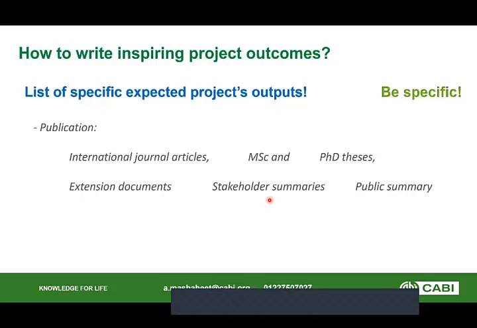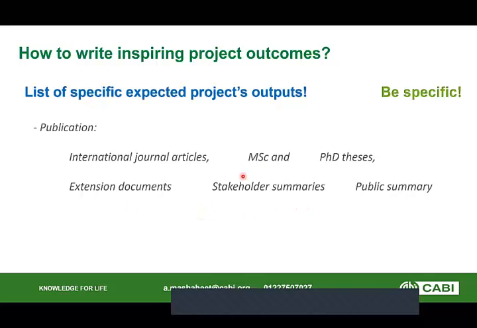So this is our responsibility, or at least this is our share in this regard. Writing stakeholder summaries and policymaker summaries is one of the smart components that we should include in our expected project outputs. There is also the public summary. Here you're moving more and more away from the technical language.